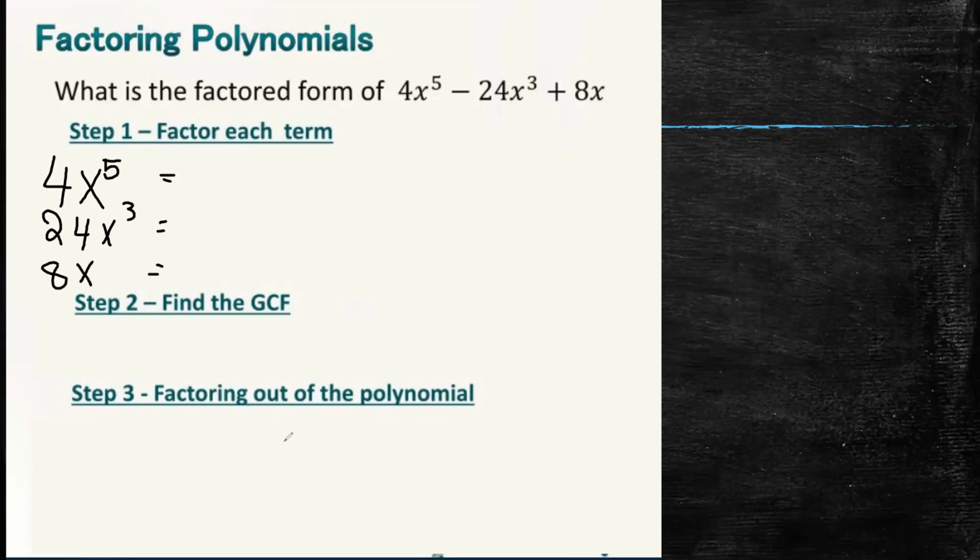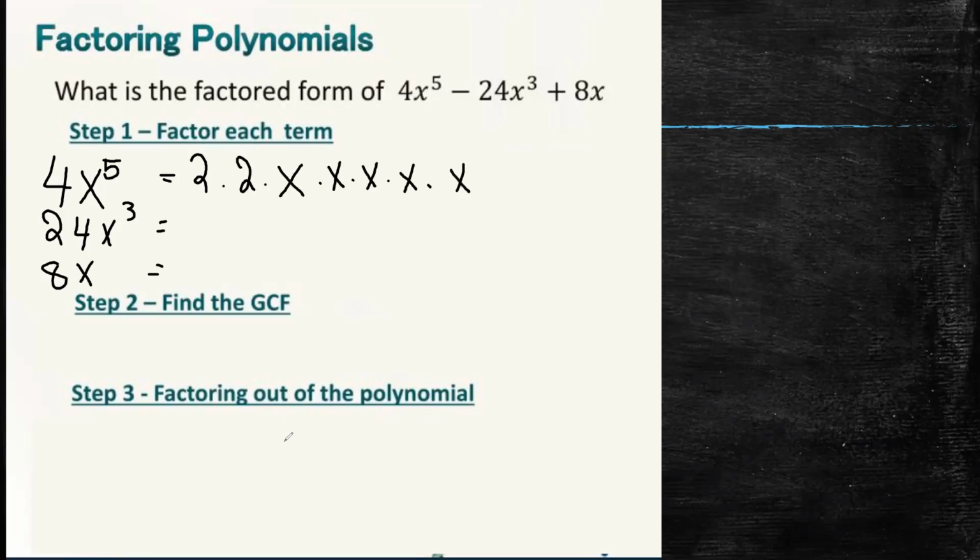Look at the first one. Give me two prime numbers that if you multiply them, you get 4. 2 and 2, bravo. Then how many x's do we have here? 5 x's, is it right? Yes. So I will write them as x, x, x, x, x.